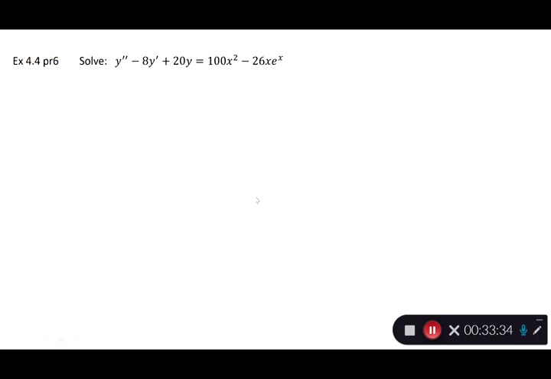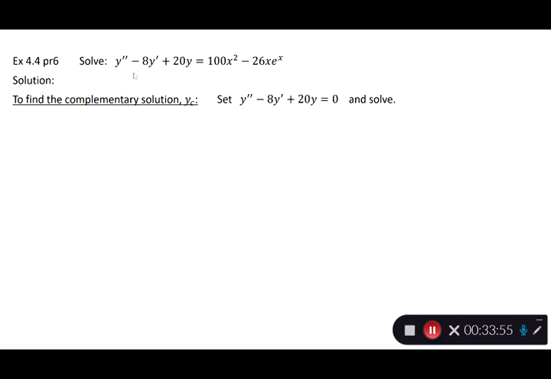Take a look at this. Y double prime, non-homogeneous, constant coefficients, non-homogeneous because the right hand side is not 0, right? What was the procedure? First to find y sub c. How do you find y sub c? Set the differential equation equal to 0, and that's the associated homogeneous equation, and solve.